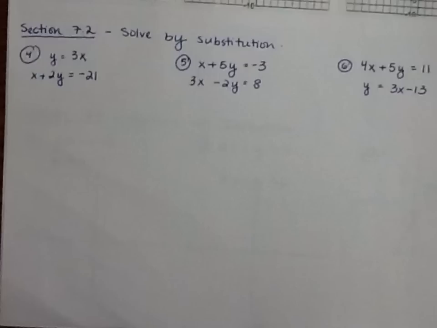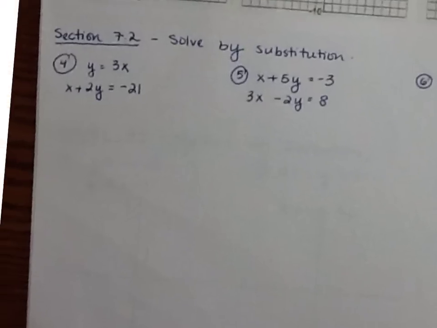Okay, so if I'm looking at numbers 4, 5, and 6 all together, I would say number 4, the first equation, y is already by itself, just leave it alone. Okay, don't have to do anything there. Number 5, I would say, okay, the first equation, getting x by itself, would be the easiest. All right, now looking at number 6, the second equation, y is already by itself, so let's leave that one alone too. Okay, so the first step, get x or y by itself, and then you're ready for the next step.